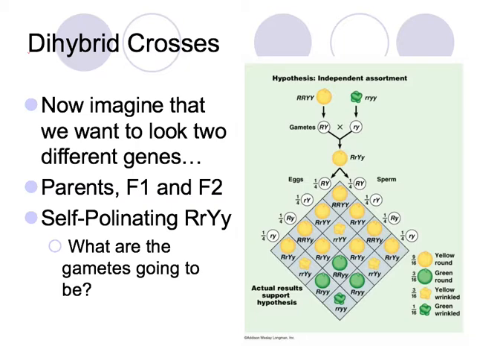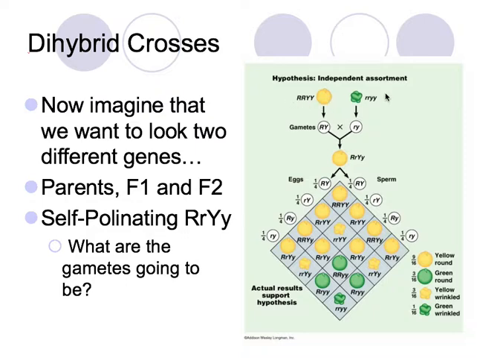Okay, so I want to talk about dihybrid crosses really quickly. Let's say we're looking at two different traits or two different genes. In this case, we're looking at not only the pea pod color I've got over here, but we're also looking at the pea pod shape.